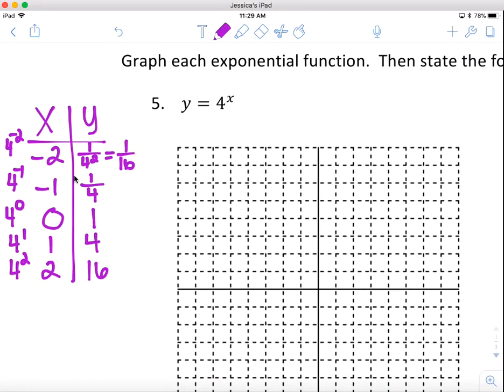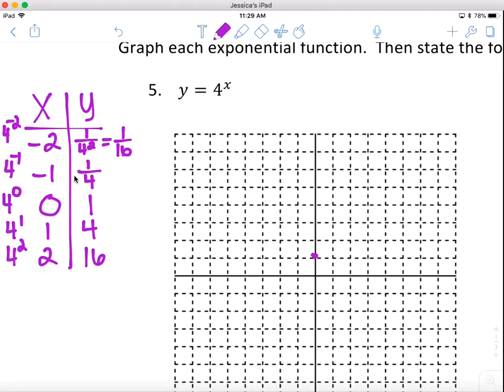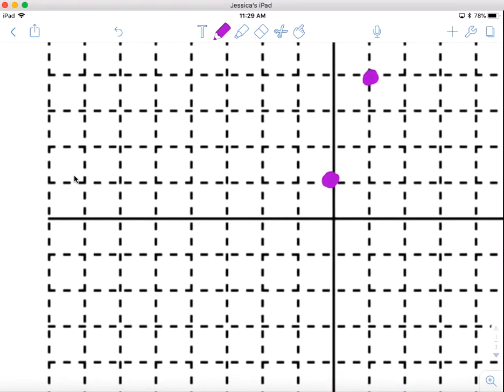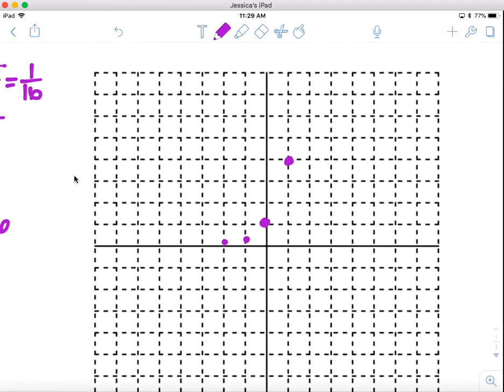So to plot this, first I'm going to plot 0, 1. Then I'm going to plot 1, 4. 2, 16 will be way off my graph. Negative 1, 1/4 is about right here. And negative 2, 1/16 is even closer to the x-axis.